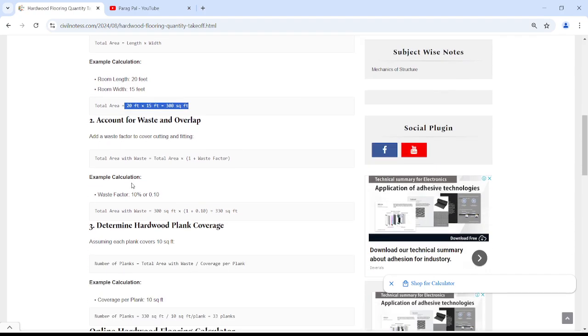Now you also need to consider the wastage, because whenever we do construction work, we usually do cutting, rubbing sort of work. So for that we should consider some waste, which is a construction waste. I am considering 10 percent of the total area. So the total area multiplied by 1 plus the waste factor, or 300 plus 300 into 10%. So you will get 330 square feet as the total area required for this construction.